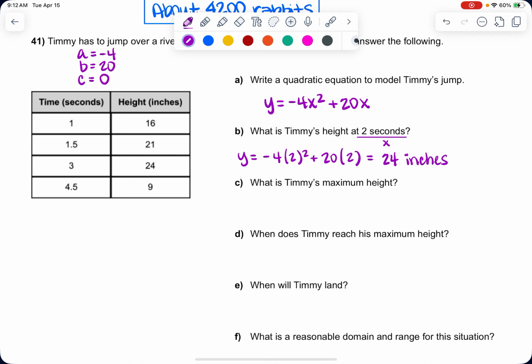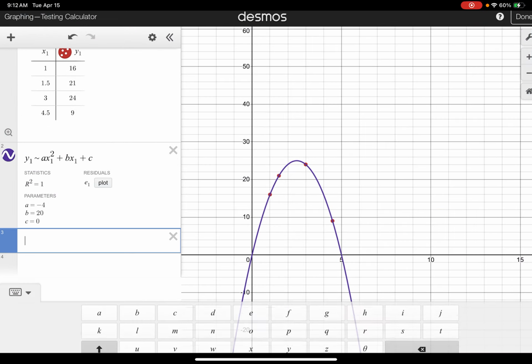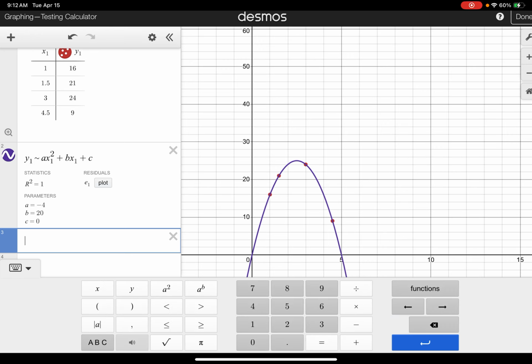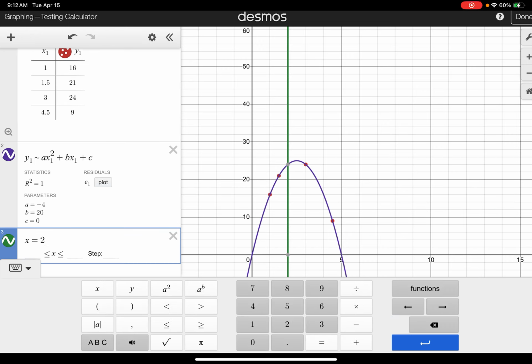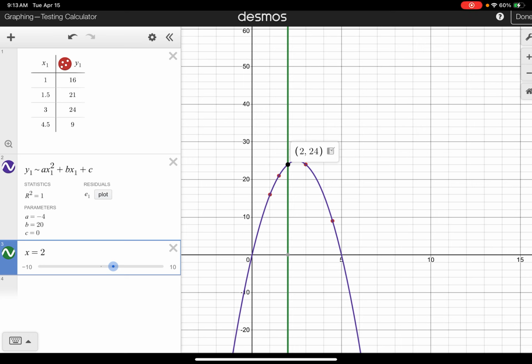Okay. I can also, of course, just go to Desmos. I can type in x equals 2 because that's what I know. And then I can just tap on that intersection point and it'll tell me that it's 24 inches after 2 seconds of time.